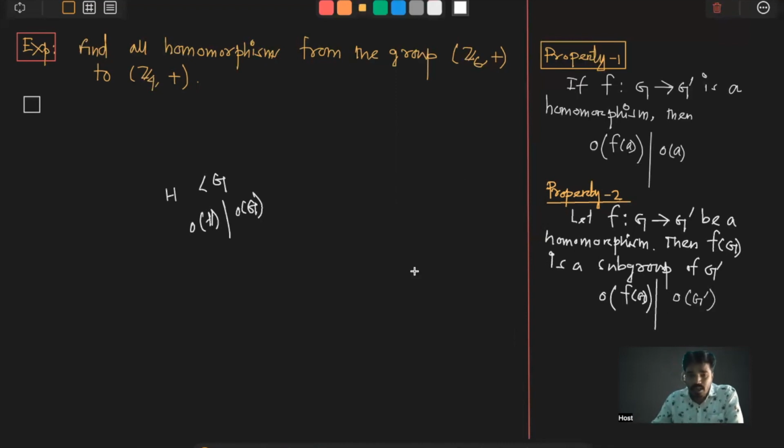Clear? Because we know by Lagrange's theorem that if G is a finite group and H is a subgroup of G, then order of H divides order of G. So here F(G) is a subgroup of G dash, so order of F(G) divides order of G dash. Clear? Okay, so we will apply these two properties to solve this problem.